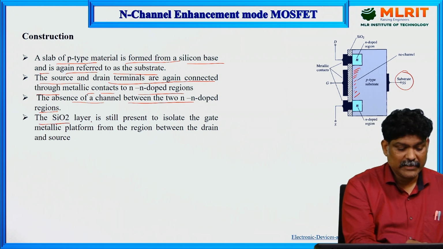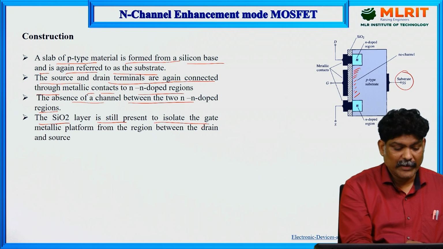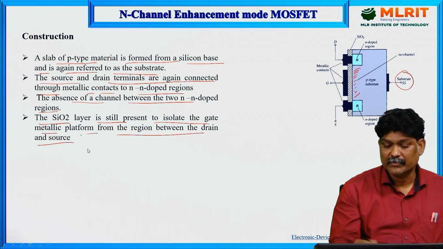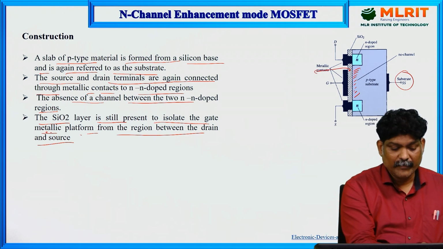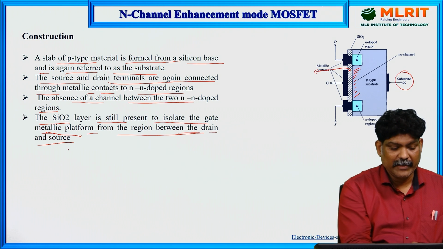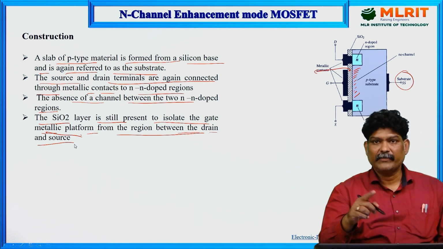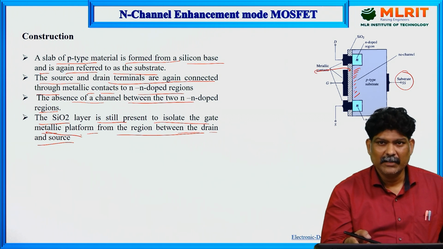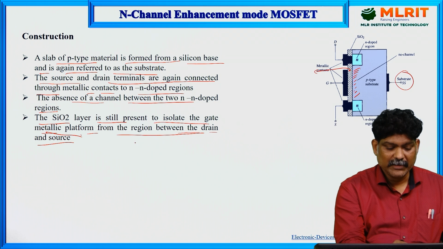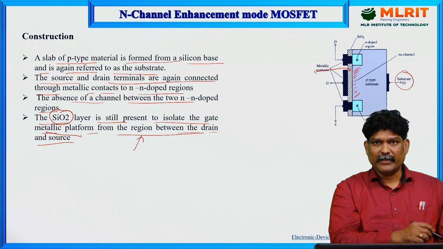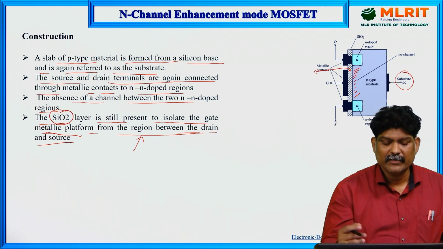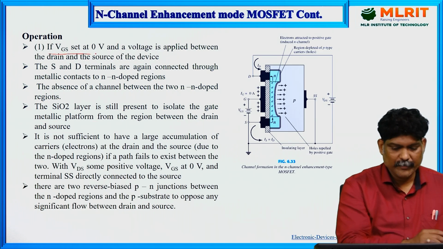The SiO2 layer is still present to isolate the gate metallic platform from the region between the drain and source. So the SiO2 layer acts as an insulating material between the gate and the region between drain and source. So in this case, enhancement mode.